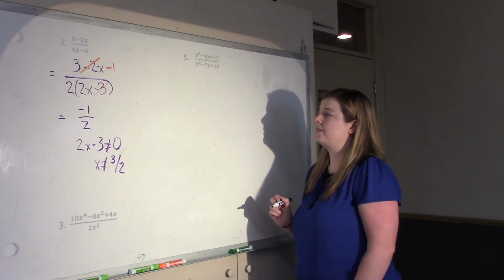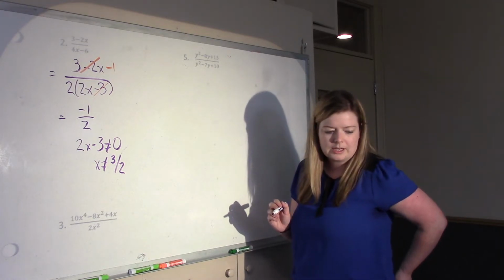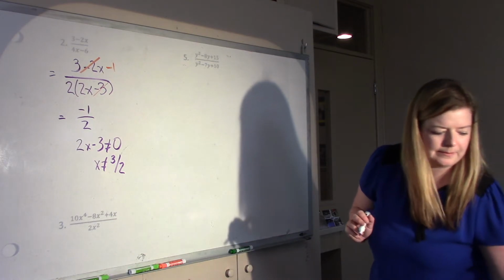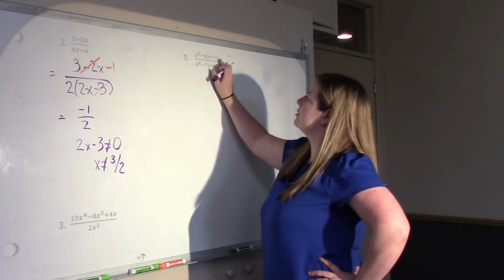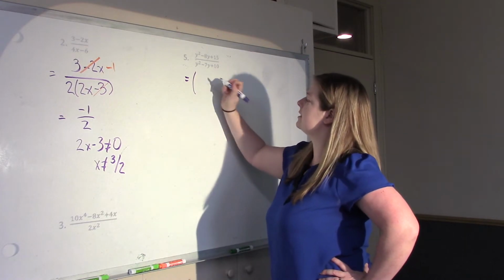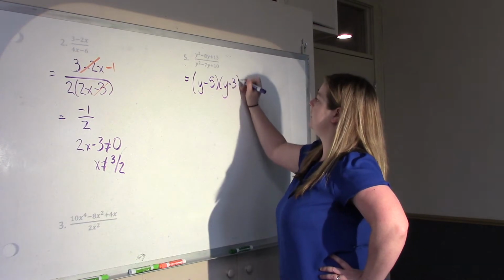This is actually the example I started with. There's y's here instead of x's. So how about you go ahead, you try to factor this on the top and on the bottom. Okay, so you get two numbers that multiply to 15 and add to negative 8. So y minus 5, y minus 3.